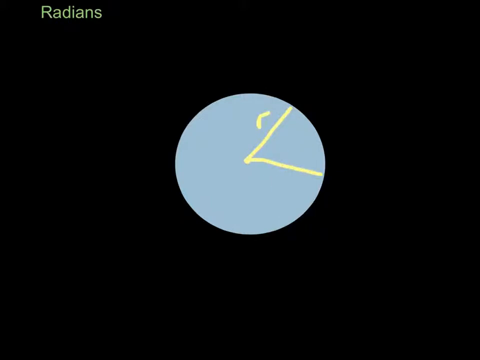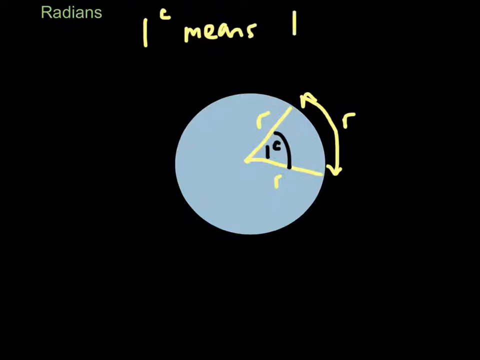Okay, if we take a sector of a circle with a radius of r, and have it wide enough that it forms an arc which is the same length as the radius, then the angle that it forms is 1 radian. The unit we use is a little c, so it's 1 to the power c, which means 1 radian. So instead of the little circle degree symbol, we use a c, or sometimes we just use the word rad for radian.